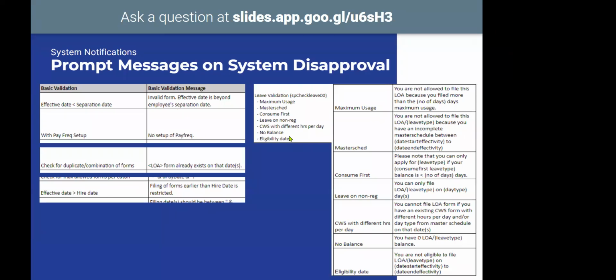And for the customized validation, those that happen in the back end, we have them here. So taking, for example, LOA, we have the leave validation conditions such as maximum usage, master schedule, consume first, leave on non-regular day, CWS with different hours per day, no balance, eligibility date. These are the conditions that are applied when we are filing the LOA. And corresponding to these conditions, we have the notifications or prompt messages on system disapproval, as you can see on the rightmost part of your screen.